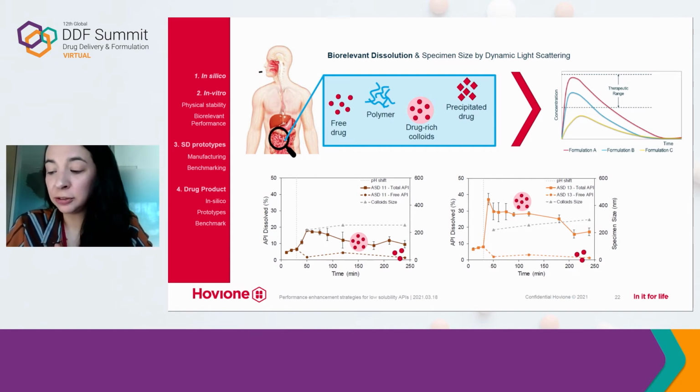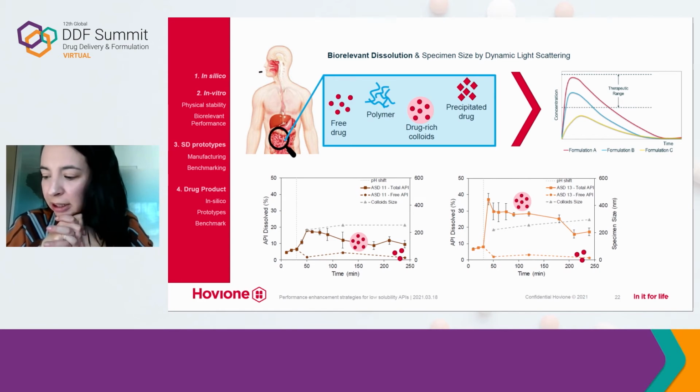However, our in vitro approach to performance characterization relies on a two-step physiologically relevant method that is able to discriminate total API dissolved and free drug. As seen in the graphs below, the two lead formulations in this study differ in their in vitro AUC, so the total drug available for absorption.